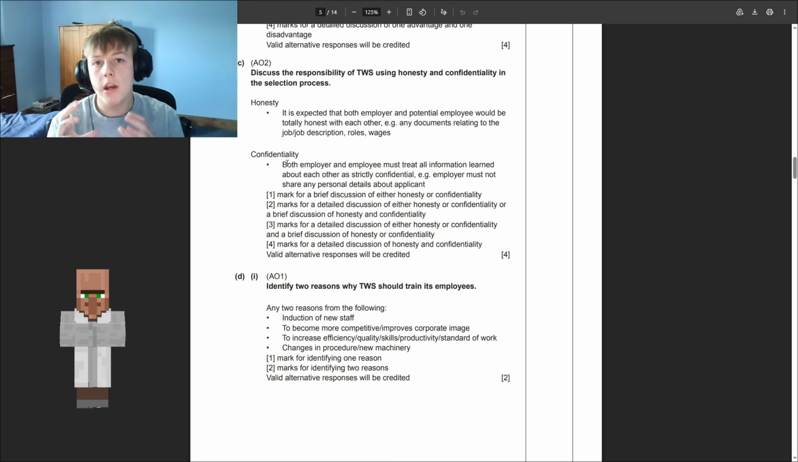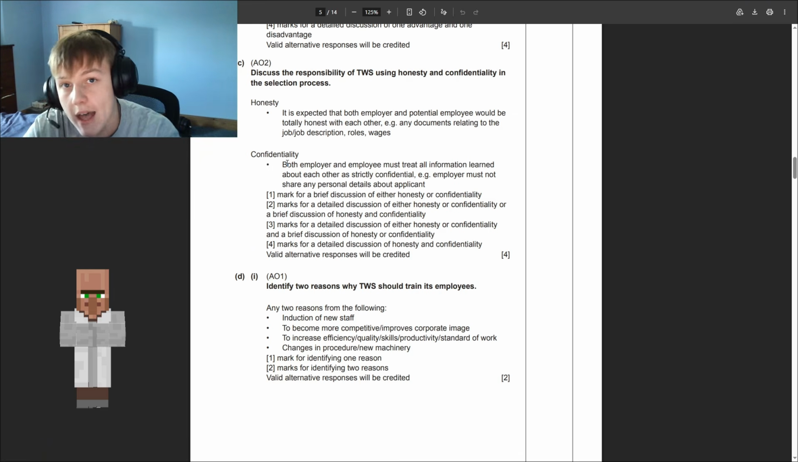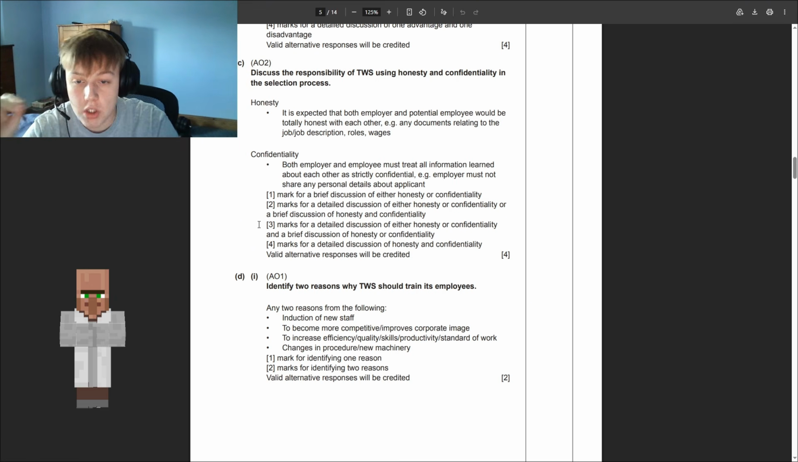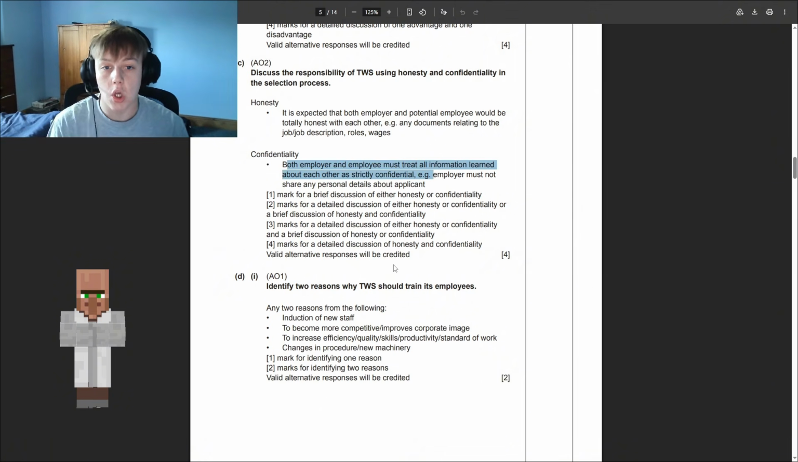Just remember, you know when Fortnite says we do not share passwords? Fortnite keeps them safe. I'll put it up on the screen. That is that confidentiality. So if you ever get told about confidentiality, remember Fortnite keeps the password safe, but just don't write it on your exam because you'll get 0 marks. But say both the employer and employee must treat information as confidential.